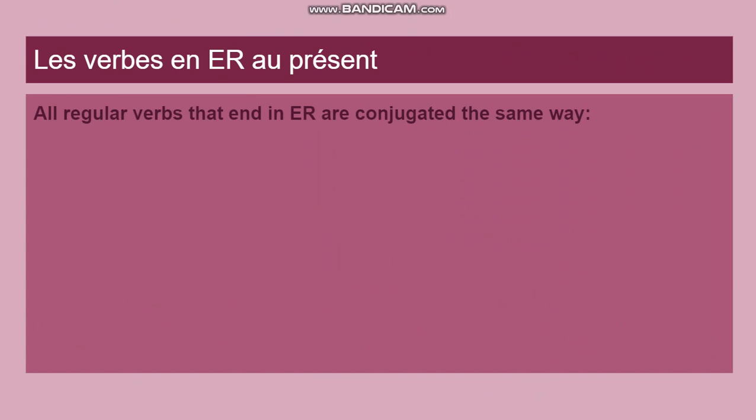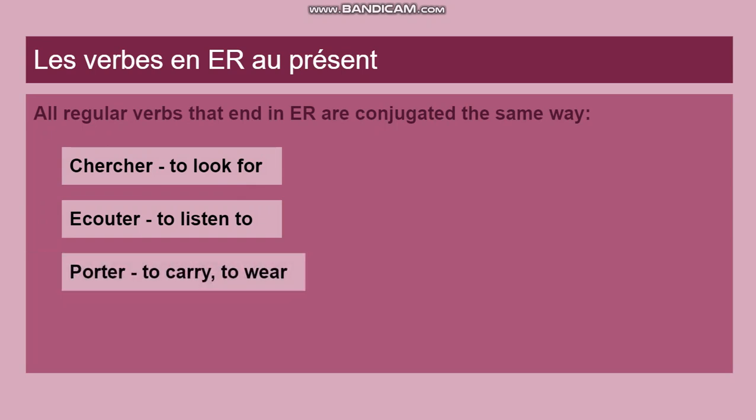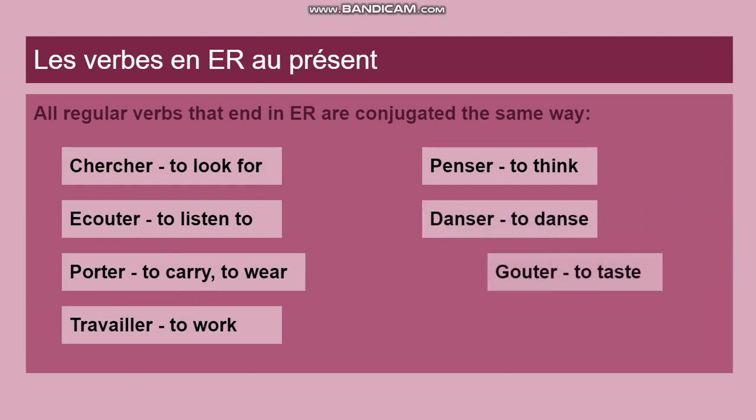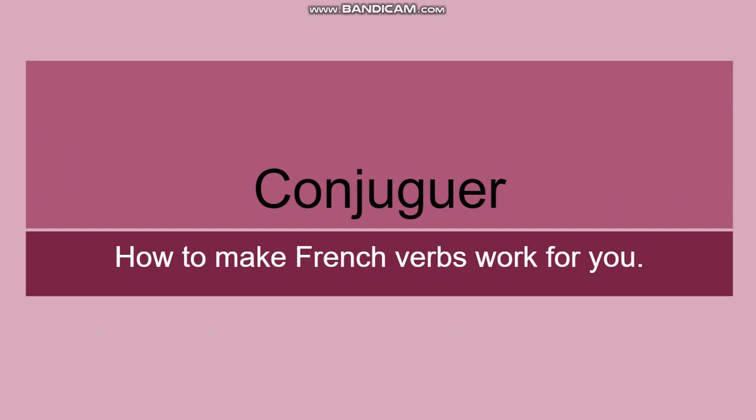But for right now, we also want to notice that all of the ER verbs that are regular conjugate this exact same way. So, chercher, écouter, porter, travailler, penser, danser, goûter, essayer. All the regular ER verbs are conjugated the exact same way. So think of all the many things you could say now. All right, so you have everything that you need to know to practice as much as you would like.